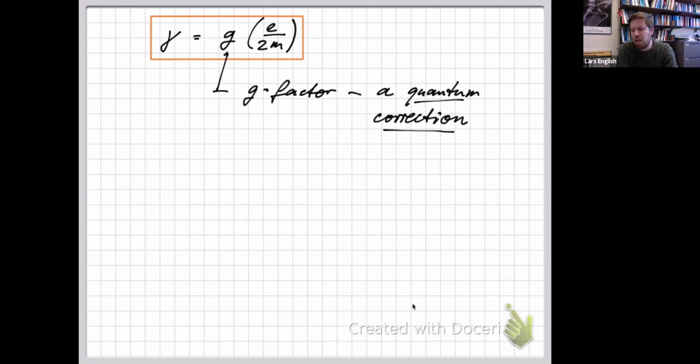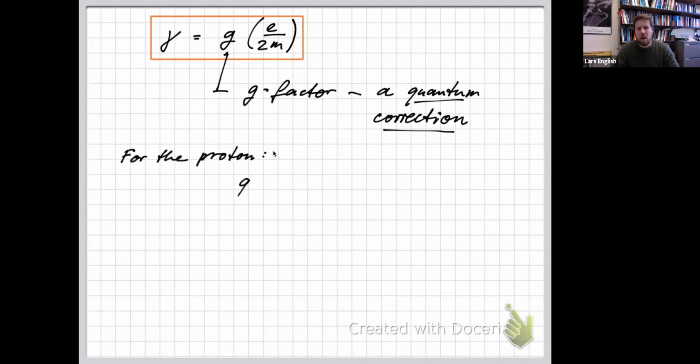Everything that we've said so far was classical and pretty hand-wavy, perhaps. There is a more rigorous way, but it goes beyond the scope of this lecture to pursue that. So quantum mechanics does have a way of calculating this gamma and introduces this G factor. The E over 2m is the classical result, and G is by how much that classical result has to be modified.